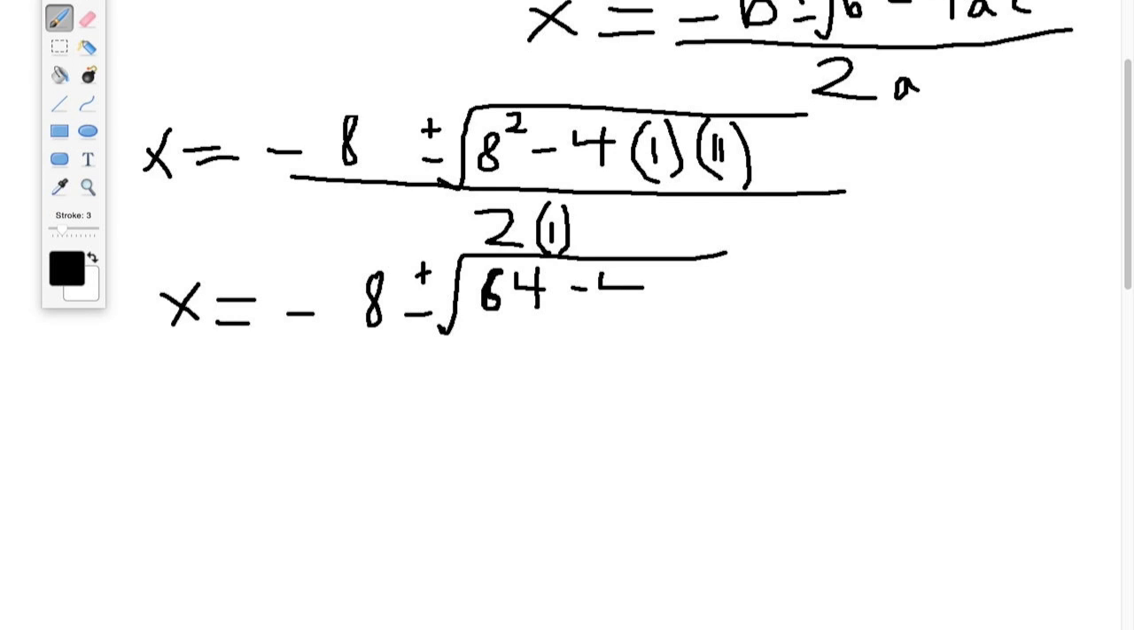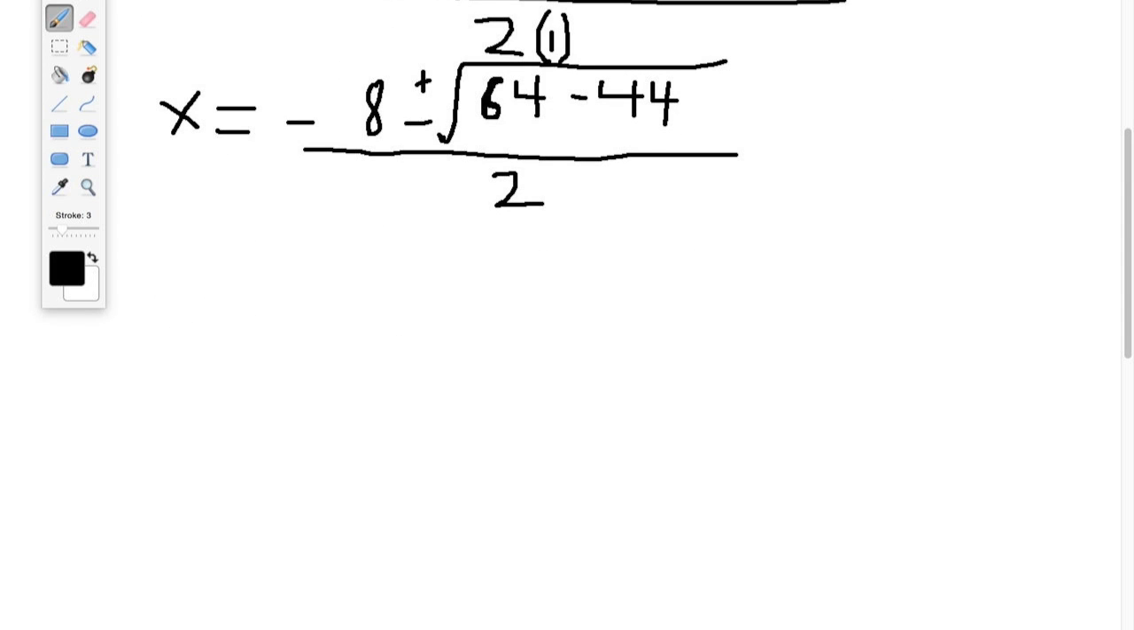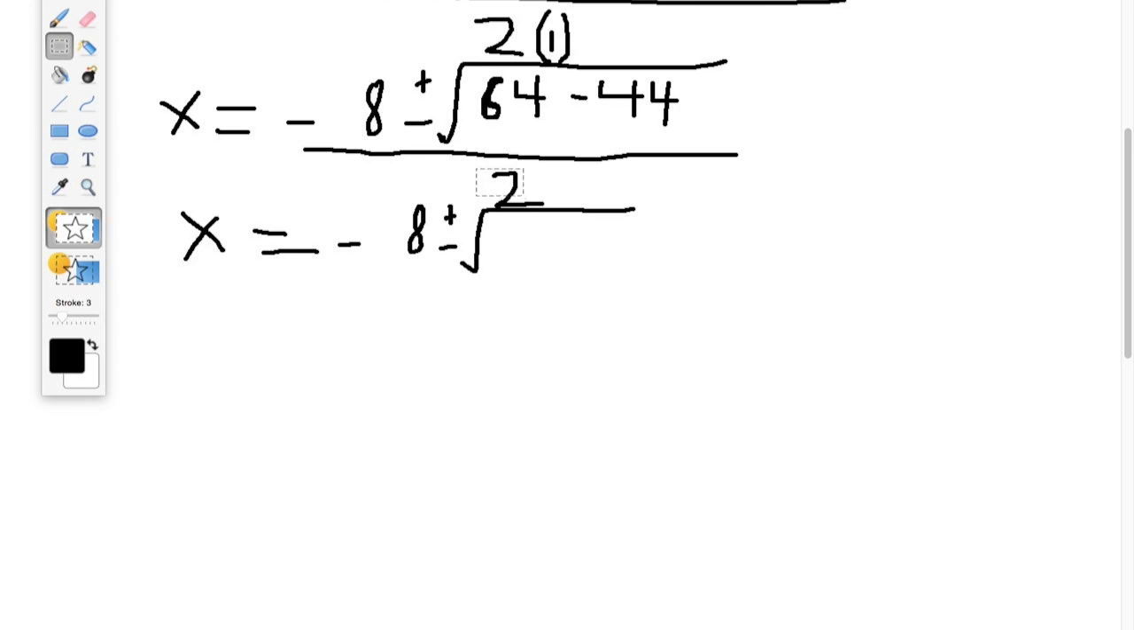And then minus 4 times 1 is negative 4. Times 11 is negative 44. Divided by 2 times 1, which is 2. So we have this, and now we're going to simplify it even further and clear this up. So we have x equals negative 8 plus or minus the square root of, let me get this out of here, it's kind of in the way. So 64 minus 44 is 20.